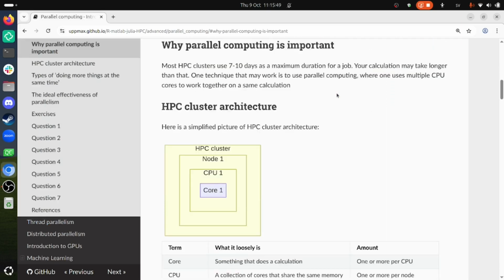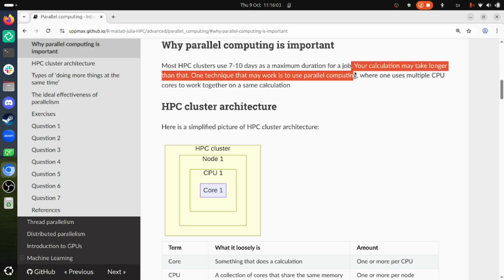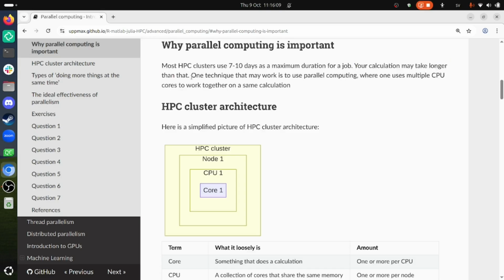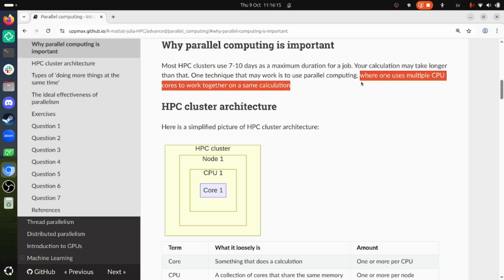Why parallel computing is important, especially in this course where we talk a lot about HPC clusters. Most HPC clusters use 7 to 10 days as a maximum duration for a job. Your calculation may take longer than that, and that's a problem. There are multiple techniques to solve it, but one technique is to use parallel computing, where we use multiple CPU cores to work together on the same calculation. The idea is that if you have multiple things calculating, the calculation is done faster because they work together, and then you can get this computing time to below 10 days.